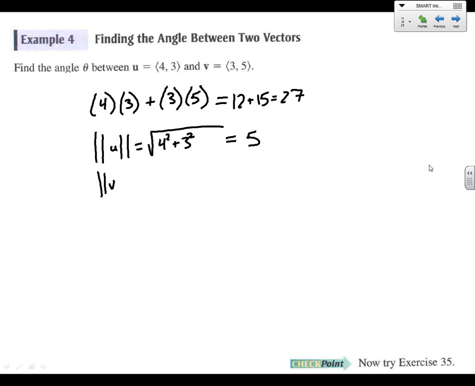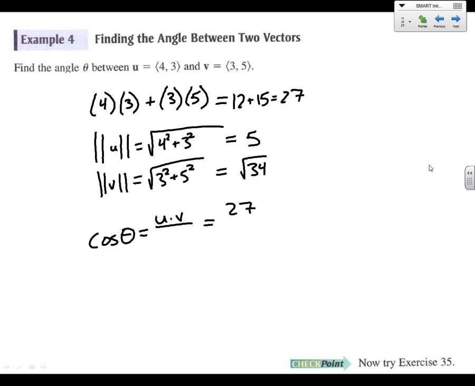And the magnitude of v, a little messier. Square root of 3 squared and 5 squared. So that's going to be, what do we have here? 9 plus 25 is 34. Okay? All right, so the angle between them, cos theta, equals the dot product, which we've already figured out is 27, over the magnitude of u, which is 5, times the magnitude of v, which is root 34.